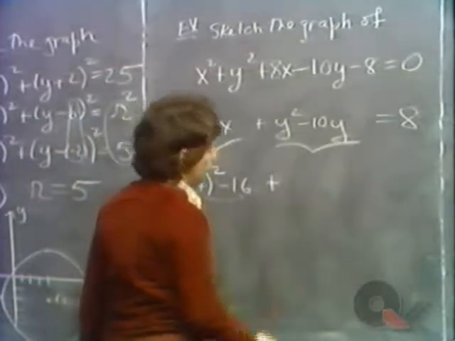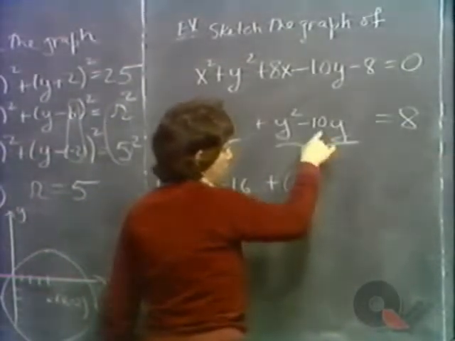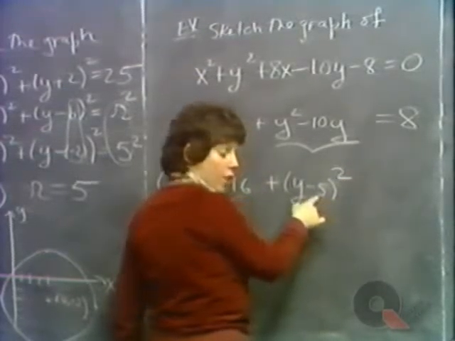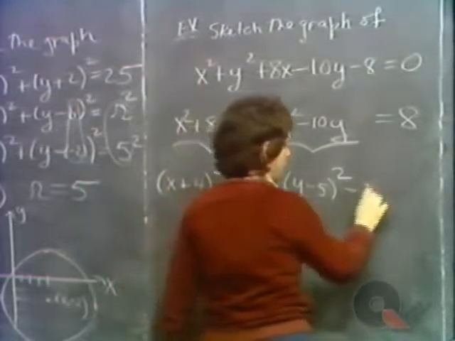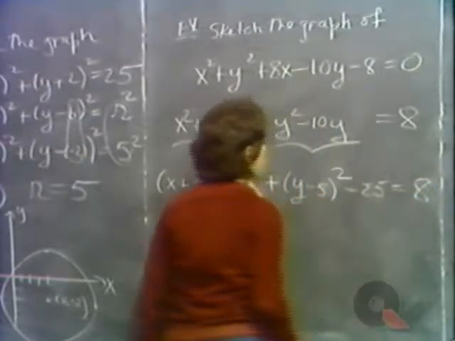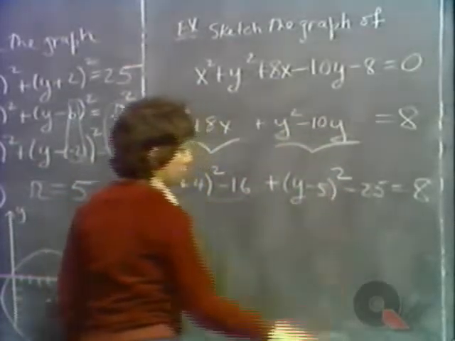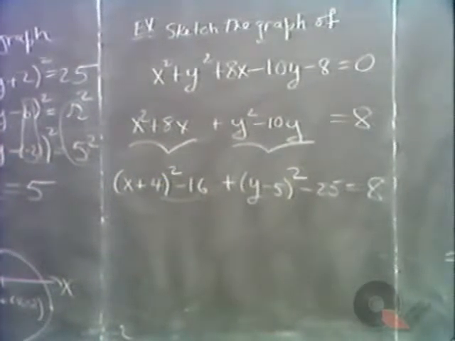Similarly, over here, I'm using the variable y. Half of minus 10, that's minus 5. Square it. Square minus 5, that's 25, and subtract it equals 8. I have replaced this by something it's equivalent to and this by something it's equivalent to, but it's in a much nicer form from our point of view.